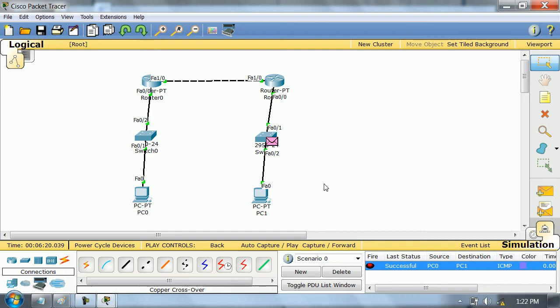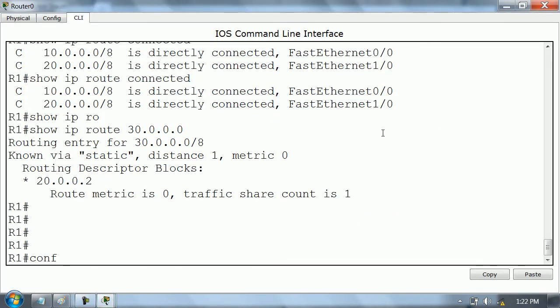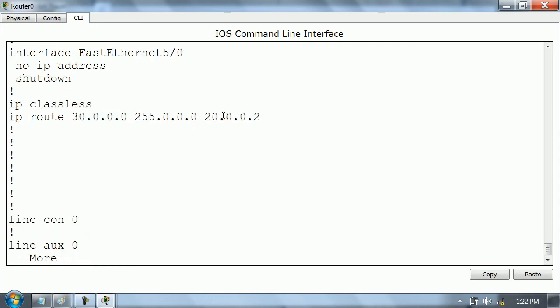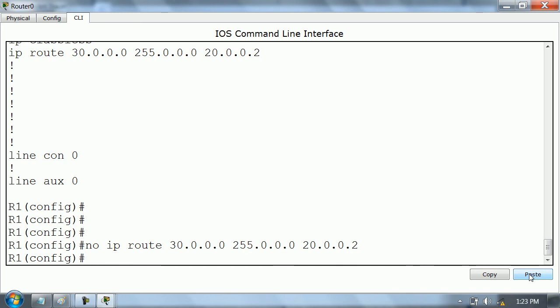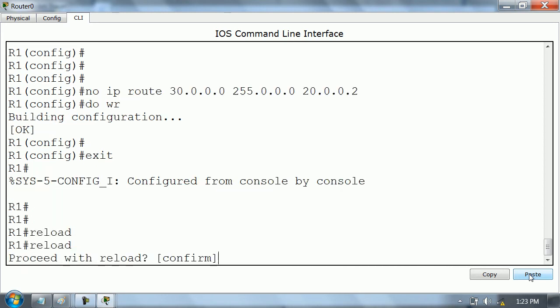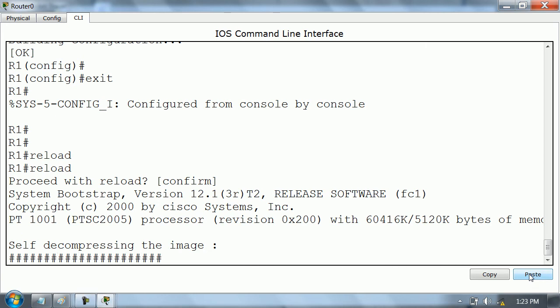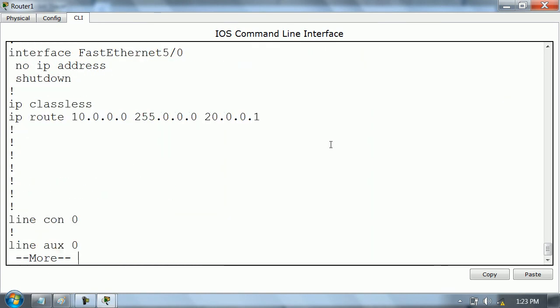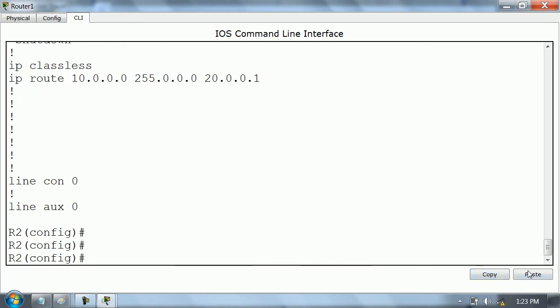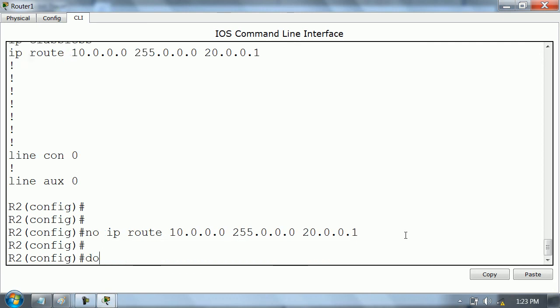Now we will do the same case with exit interface. But before doing that, I will do two things. Do show, copy, paste. No. I have removed the route. Now do write, and then reload. Why am I reloading the router? To clear the ARP table. Do show, copy, paste. No. If you want to remove any command from router, write no in front of the command. Do write.